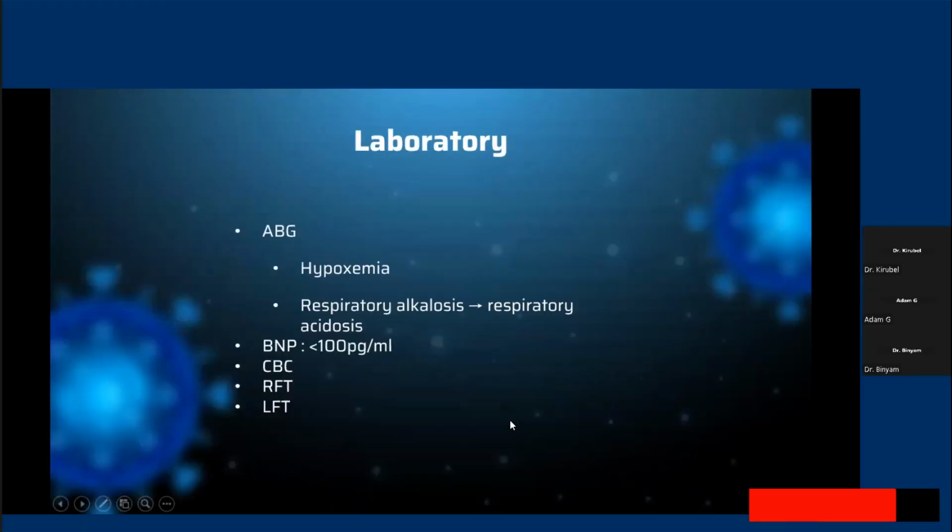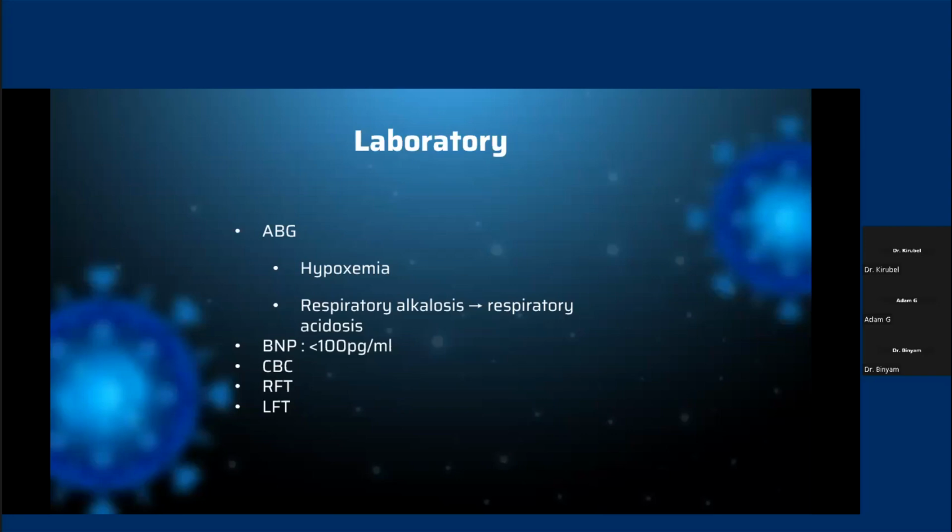To start with the laboratory tests, ABG is commonly used if your facility allows you to do that. It is one of the common investigations we do in ARDS patients. What will we find in the ABG? Of course, hypoxia is the commonest. Then the patient will initially develop respiratory alkalosis, and when the disease progresses, they will develop respiratory acidosis. Also, if the patient develops sepsis, they might develop metabolic acidosis. So these are the things you will see in the arterial blood gas analysis.